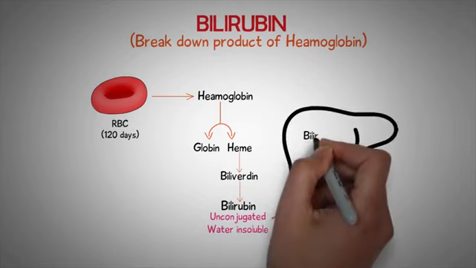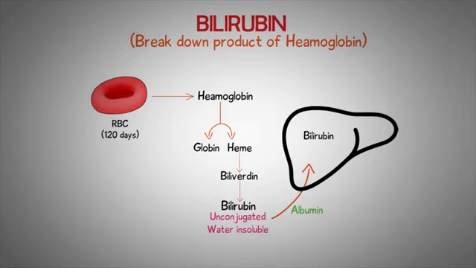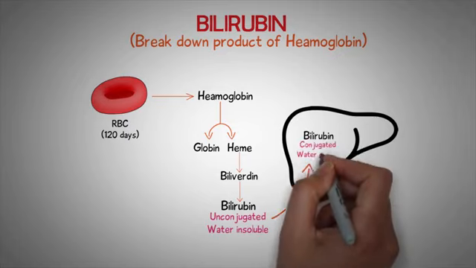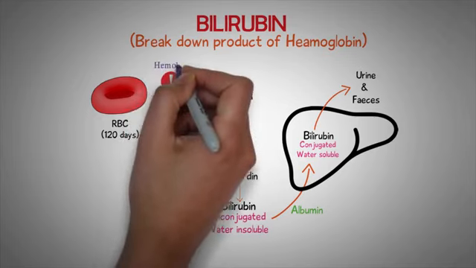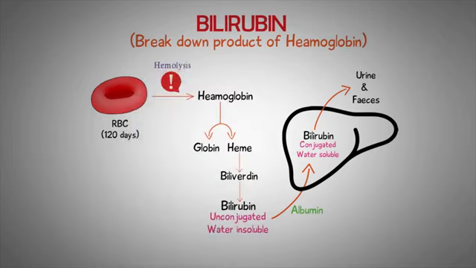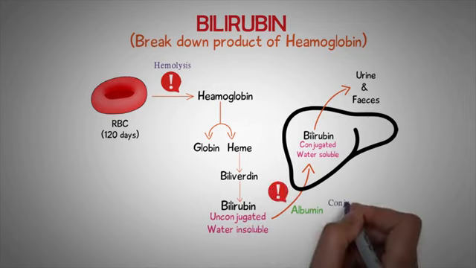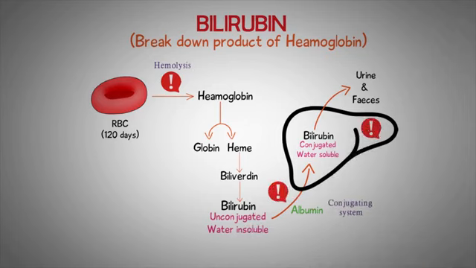In the liver, bilirubin is converted into conjugated form, which is water soluble and can be excreted easily through the urine or feces. So, if there is an increase in the level of bilirubin, it indicates something is wrong in your body. The main causes of increased bilirubin level in blood are number 1, hemolysis, that is the breakdown of RBCs, number 2, failure of conjugating system in liver, and number 3, obstruction in biliary system.